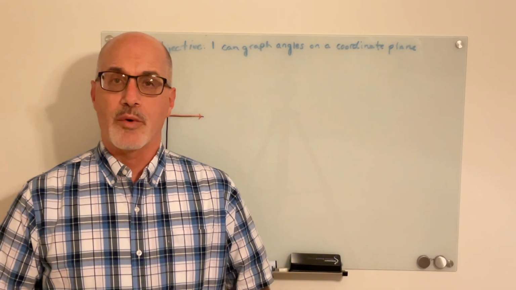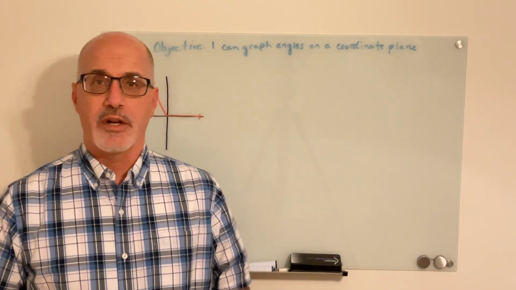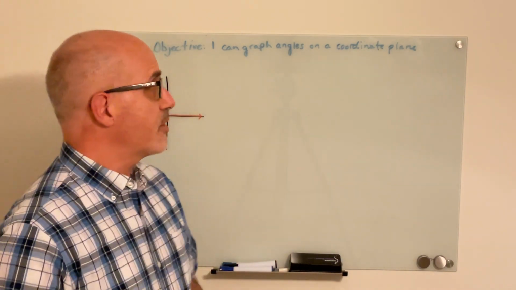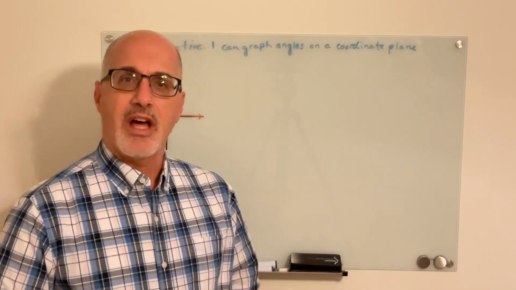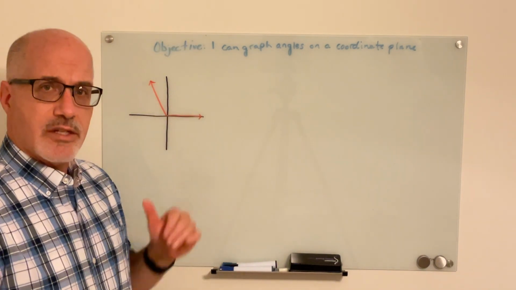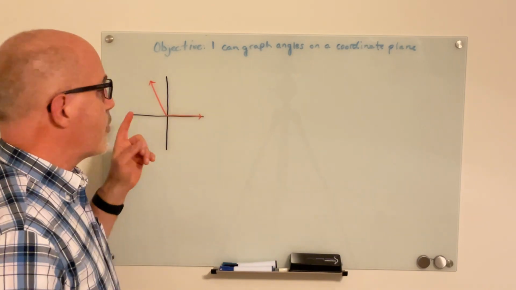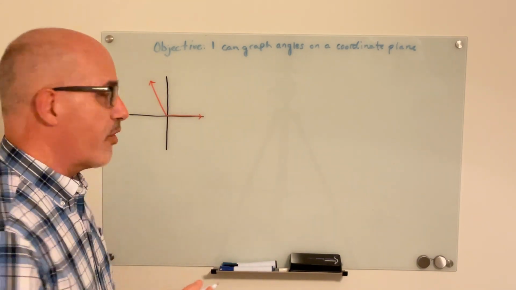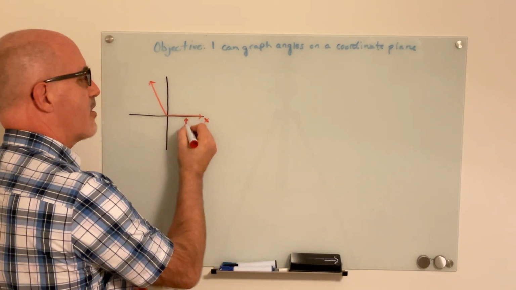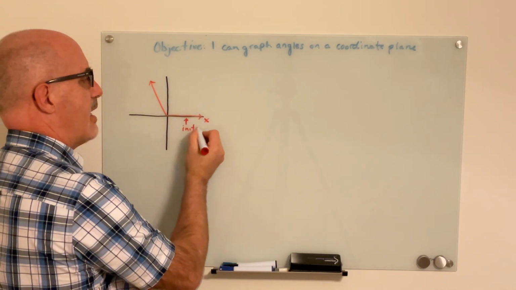This lesson is about graphing angles, and we're going to do it on a coordinate plane. So our objective is I can graph angles on a coordinate plane. We're going to talk about a lot of the vocabulary. So if we have a coordinate plane, an x and a y axis, if we draw an angle, we're going to start the angle on the positive x-axis. This is called the initial side.